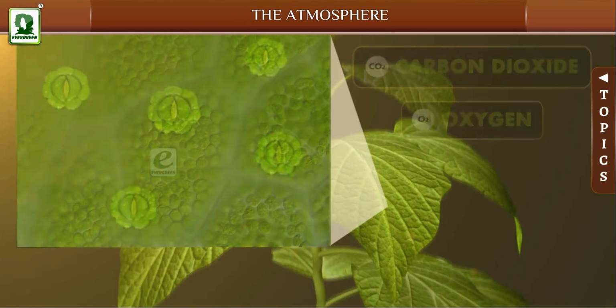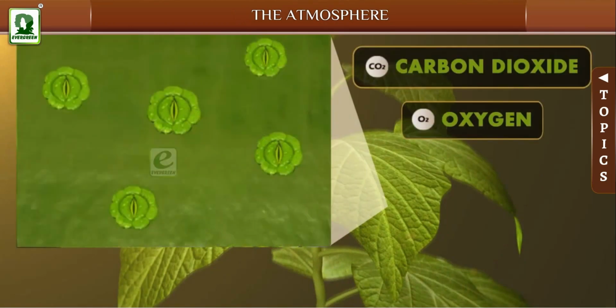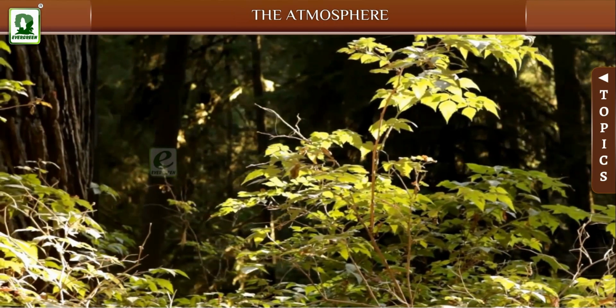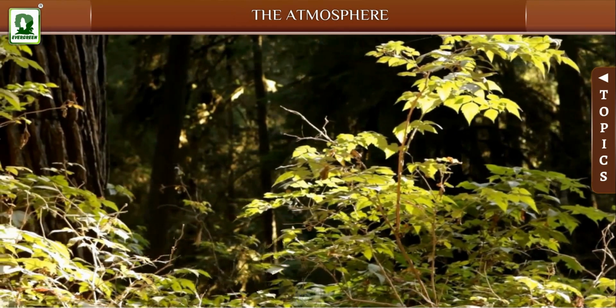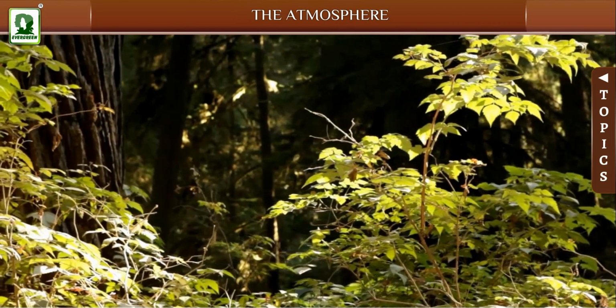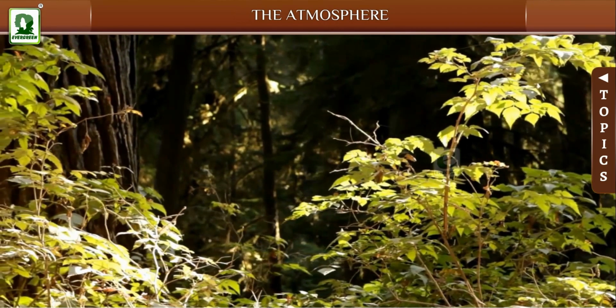Carbon dioxide helps plants to produce their food in sunlight. Carbon dioxide absorbs the heat sent to the Earth by the sun and keeps it warm enough for life to exist.